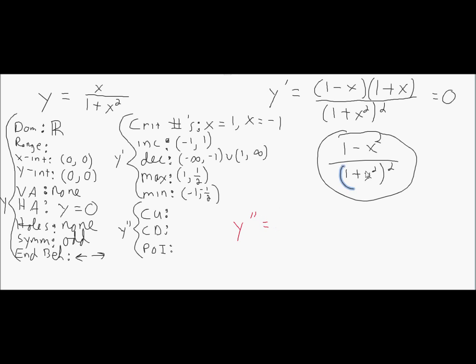Y double prime, using the quotient rule, derivative of the top, negative 2x times the bottom, 1 plus x squared squared. And notice I didn't expand this out because you don't want to expand it out. Then you're going to have this huge polynomial, which you've got to differentiate. It's going to be super nasty. I'm just going to leave it like this. It's going to end up being kind of nice. Not super nice, but a little nice.